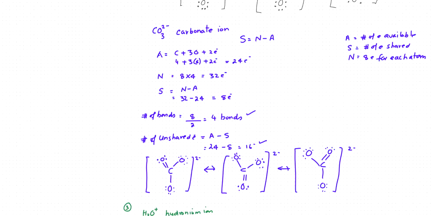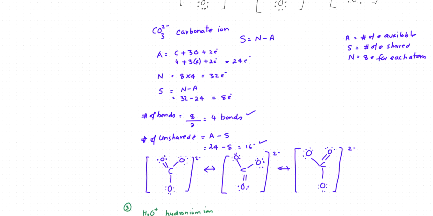And the third resonating structure, now we put the double bond on the third oxygen where there are 4 unshared electrons, and the other 2 oxygens have single bonds, and they have 6 unshared electrons and 2 negative charge on the whole molecule. So like this we can draw it for carbonate ion.